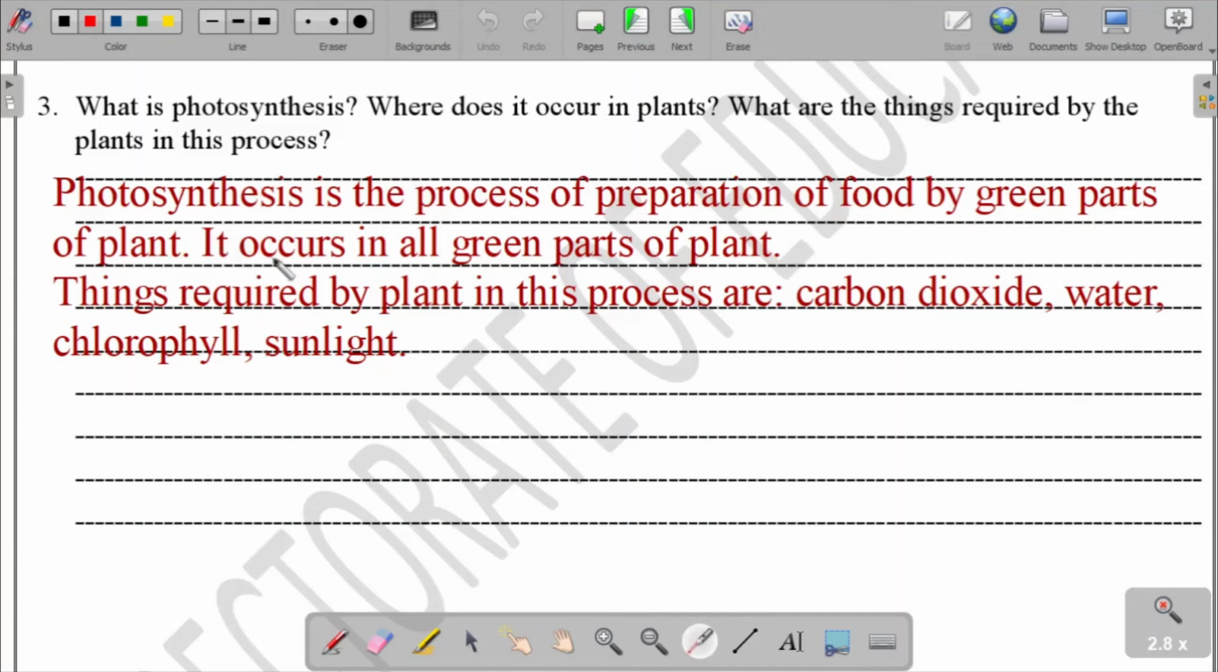Next, where does it occur? It occurs basically in all green parts of the plant. It could be stem, it could be leaf. Okay. What are the things required by plant in this process? What are the things required during the process of photosynthesis? They are carbon dioxide, water, chlorophyll and sunlight. In the presence of these things, the photosynthesis process occurs. Absence of any one of them will not lead to the process of photosynthesis.